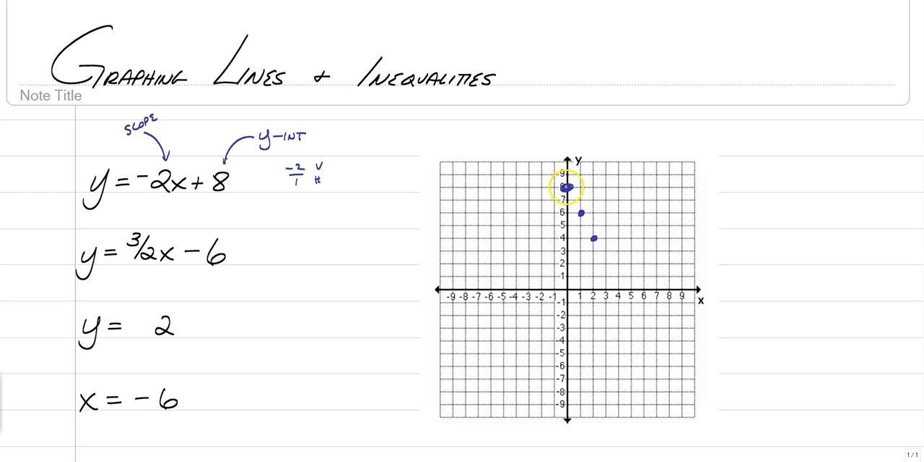If you need to go backwards, you have to switch both. So instead of going down 2, you go up 2, and instead of going right 1, you go left 1, because it's going to be a nice straight line.